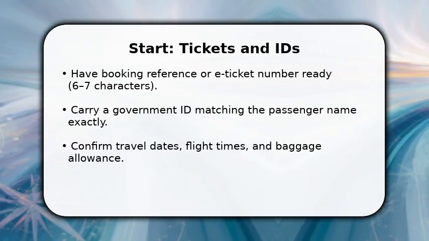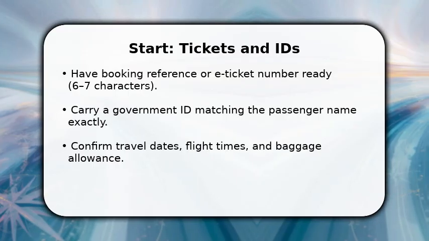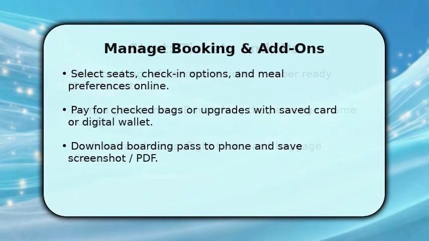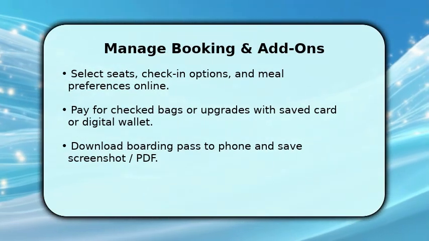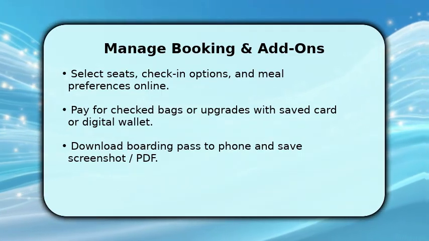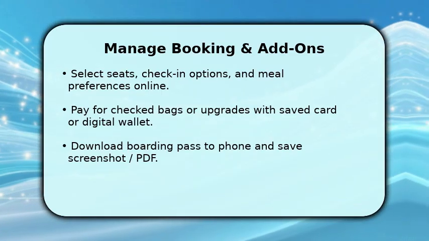If you need seat selection, pick it here. Selecting early often saves money and avoids last-minute reassignments. Next, manage your booking. Choose seats, add checked bags, and select meals as required. You do this because online choices are cheaper and guarantee availability.